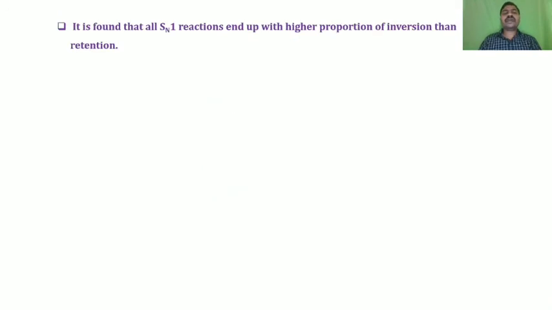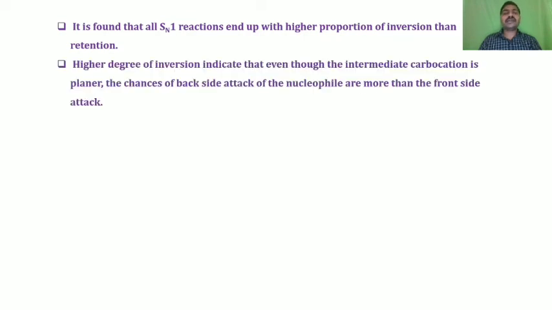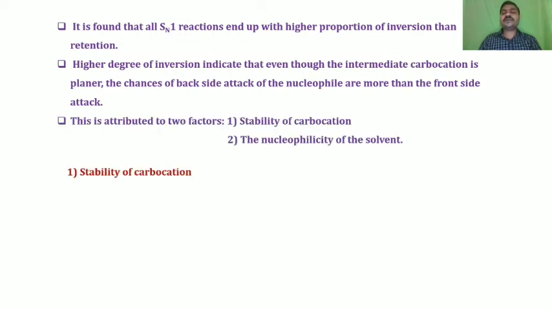So it is found that all SN1 reactions end up with a high proportion of inversion rather than retention. A high degree of inversion indicates that even though the intermediate carbocation is planar, the chances of backside attack of the nucleophile are more than the front side attack. This is attributed to two factors. First is the stability of the carbocation and second is the nucleophilicity of the solvent. So we will see them one by one.